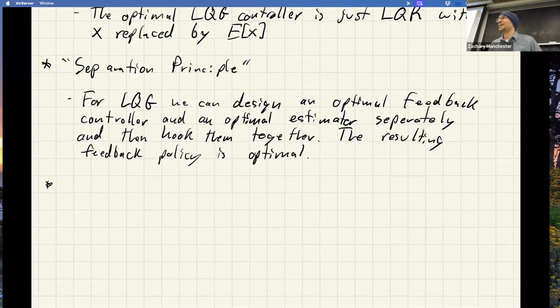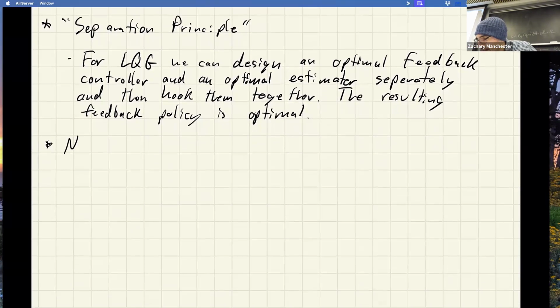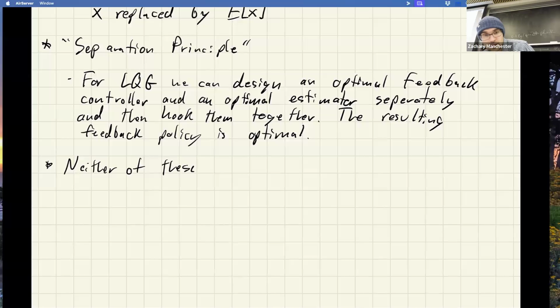All right, so sorry, I got slightly sidetracked. So neither of these results holds in general. But they're super, super common in practice.